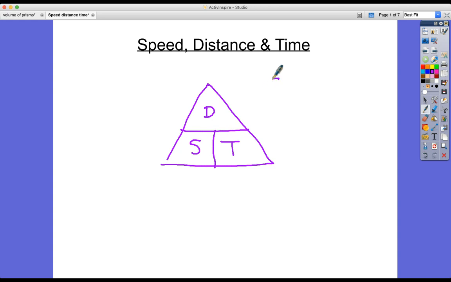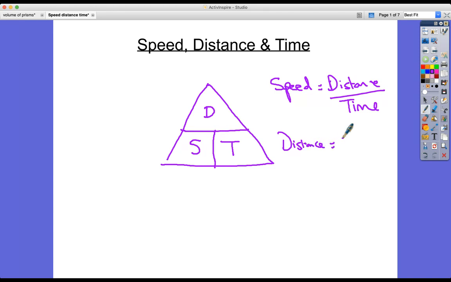Okay, so I'm going to start writing these things down. Speed equals distance over time. One of the most commonly used equations that spans across maths and physics. And the next one, distance at the top here, equals speed multiplied by time. Okay, can you see that?